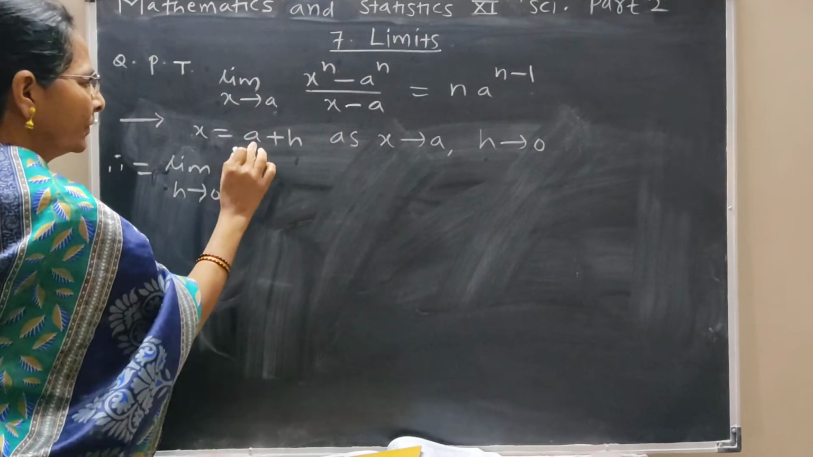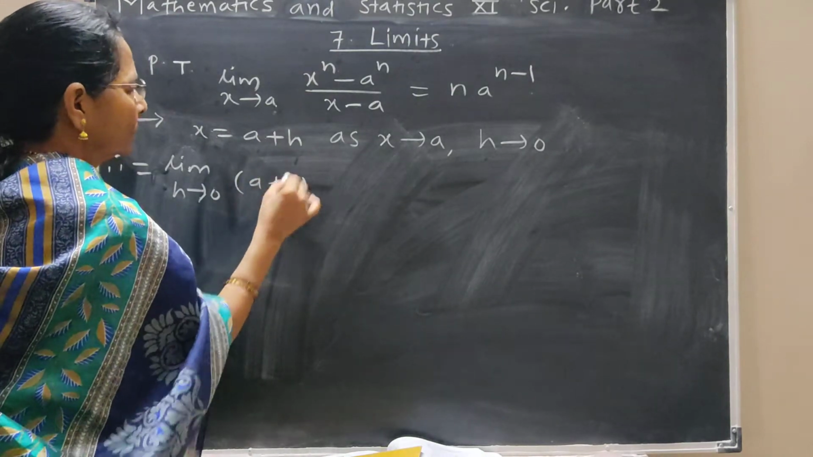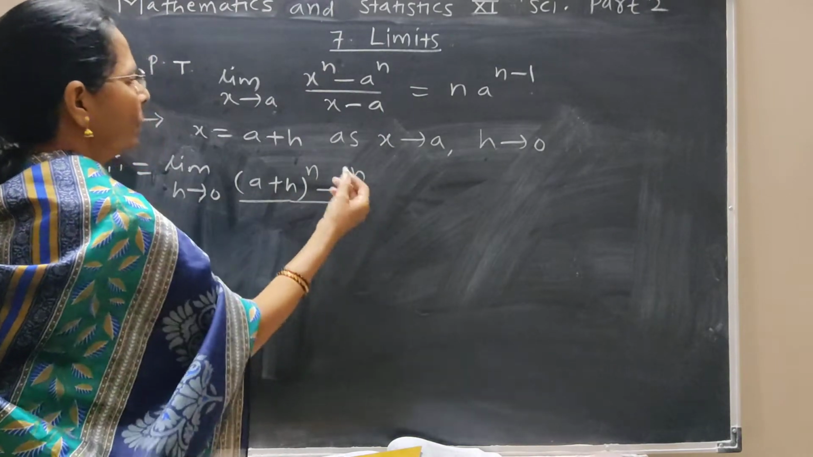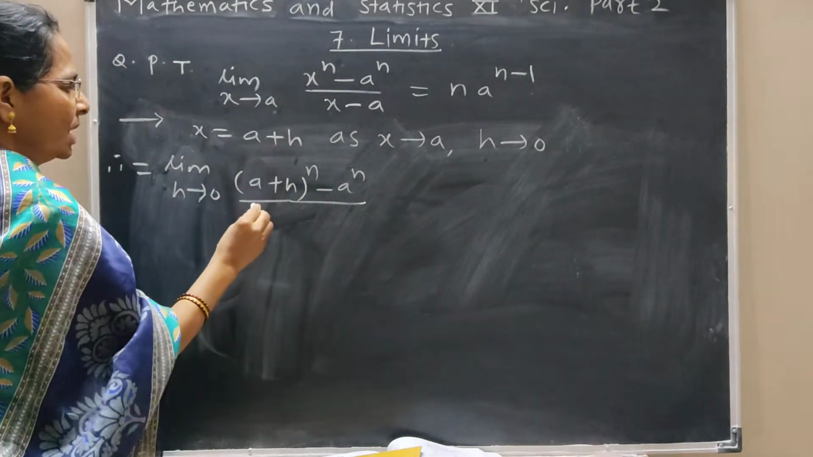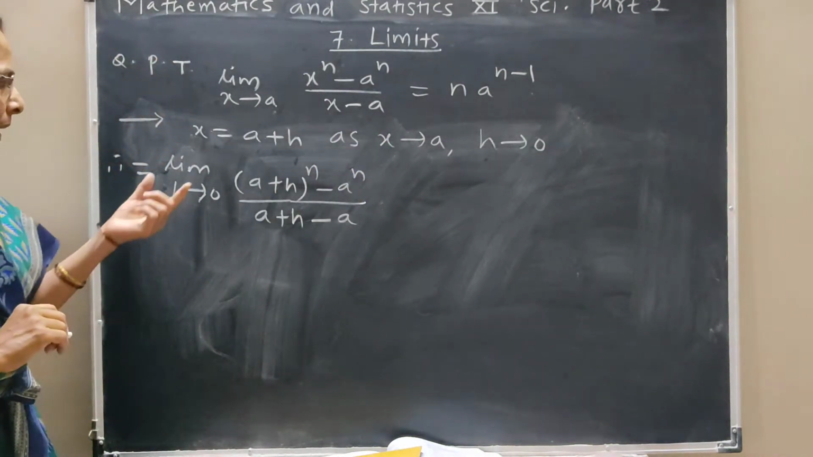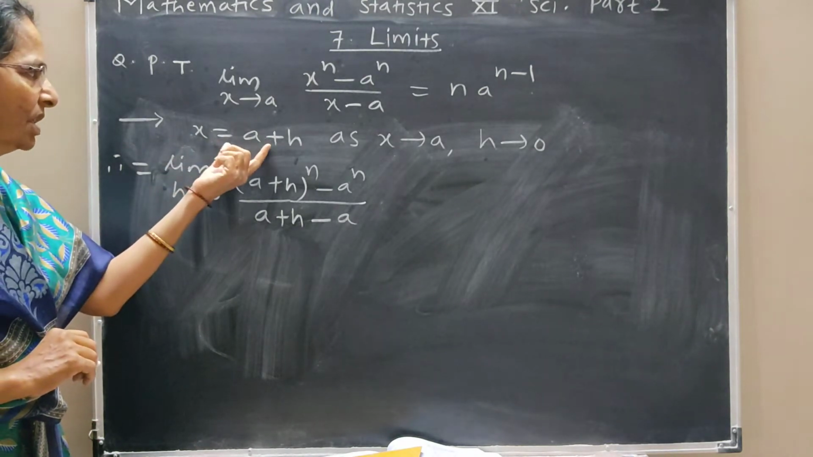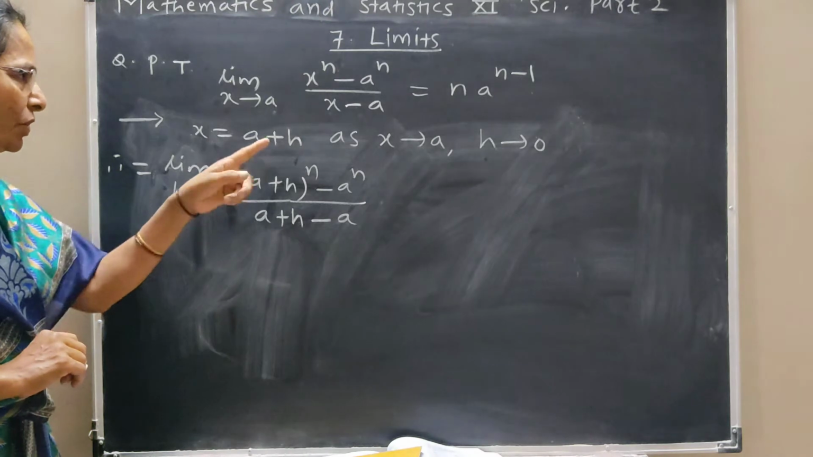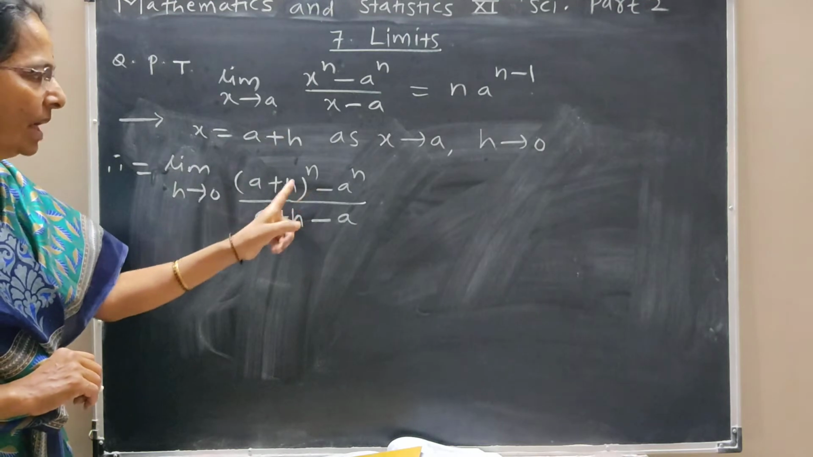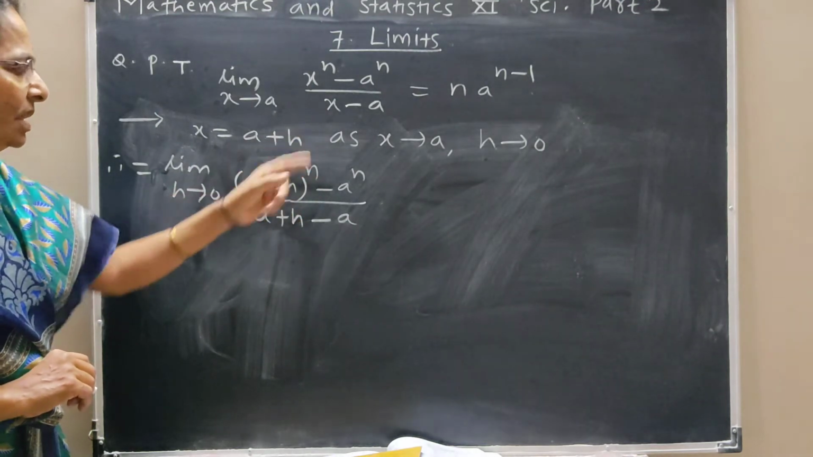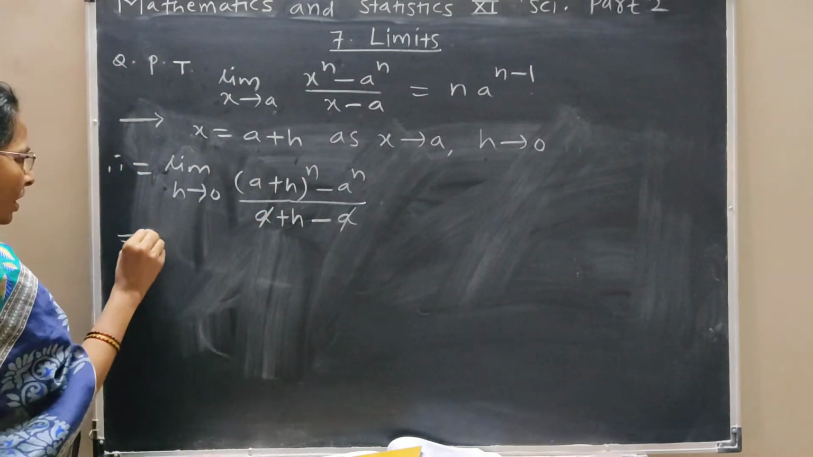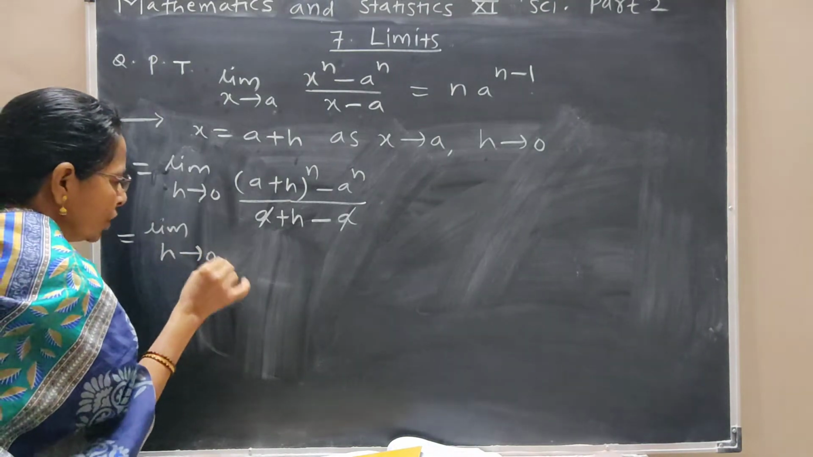x is a plus h, raised to n, minus a raised to n, upon x is a plus h minus a. The limit changes after this step. Limit h tends to 0, in this statement, bracket raised to n, minus a raised to n, x is a plus h. Now this gets cancelled and is equal to limit as h tends to 0.